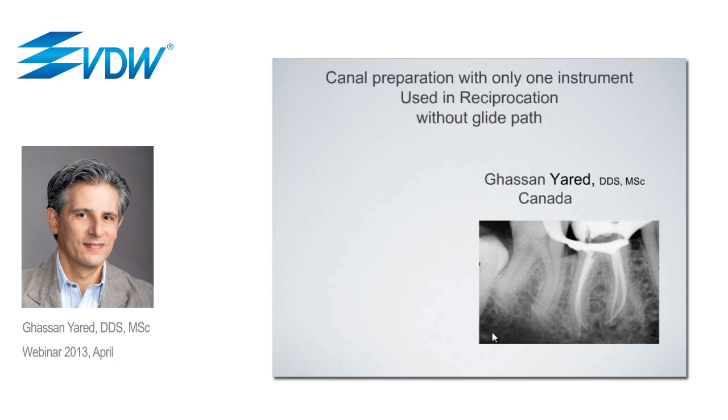before using the rotary instruments. So in this technique that I'm going to present today, we will use one instrument in reciprocation in the majority of the canals, without a glide path, and even without prior usage of a hand file. There are some cases where we will have to create a glide path. There are cases where we will have to use hand files before using the Reciproc instrument, and I will discuss this later during the presentation.